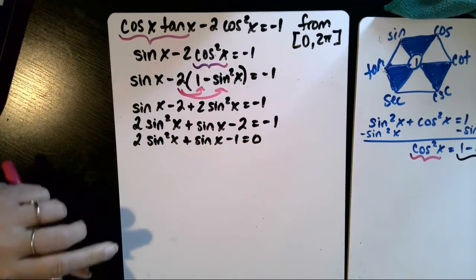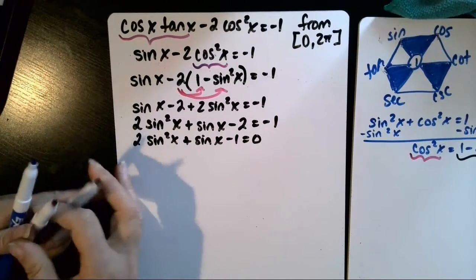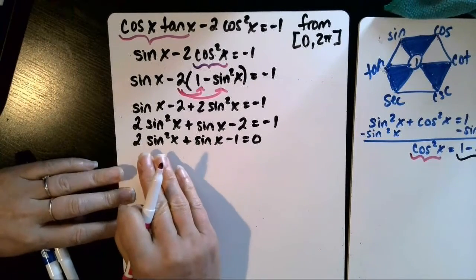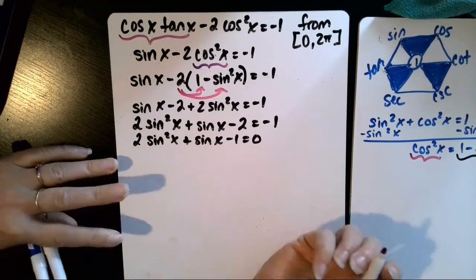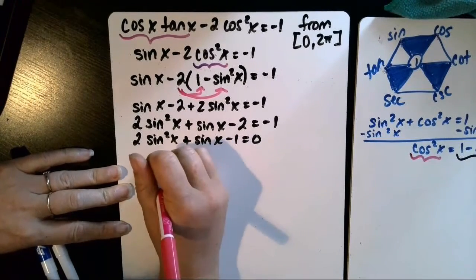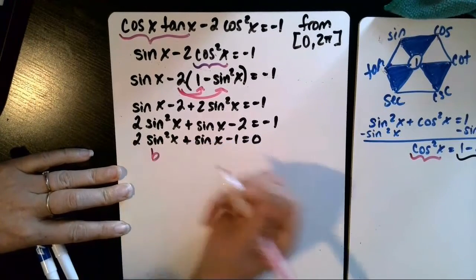Okay, now some students find it difficult to factor in this form, and if you would prefer, you can pick any letter you want. Just reassign that letter. So maybe we'll try, let's try the letter B.